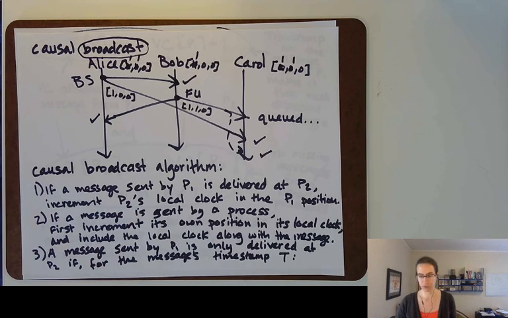If you wanted to ensure that all messages were delivered, if you wanted to ensure causal delivery in a setting where not all messages were broadcast messages, that's something that you can think about on your own. You'd have to do something a little bit more sophisticated then.